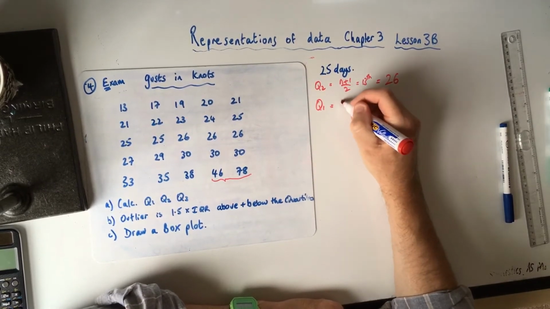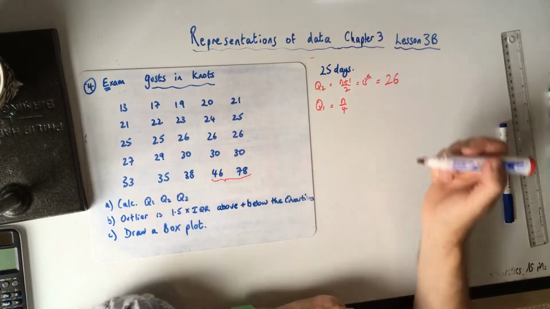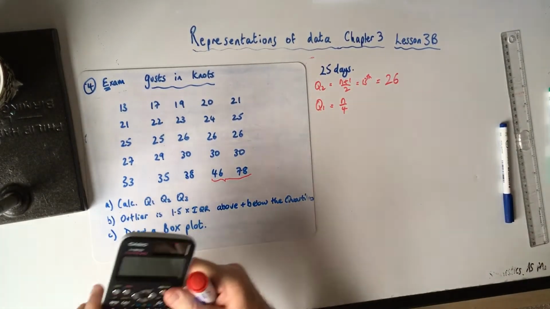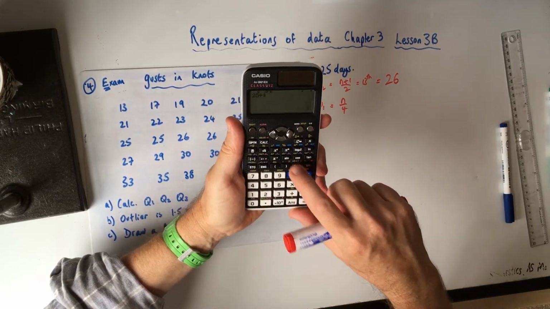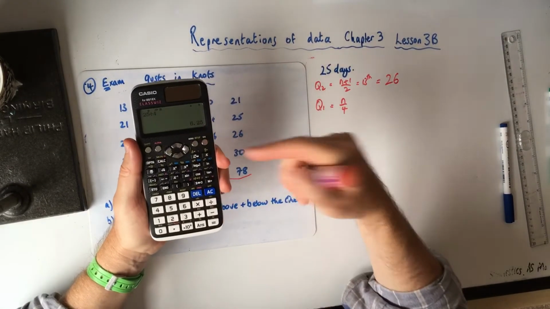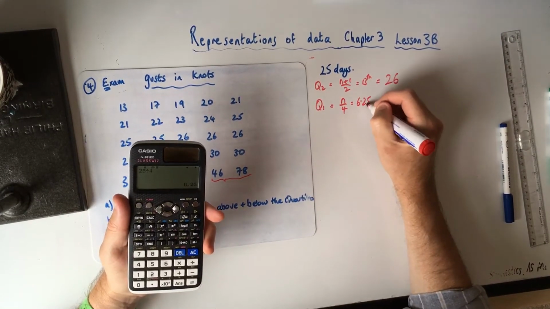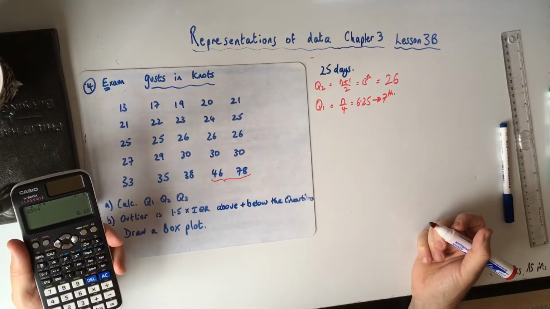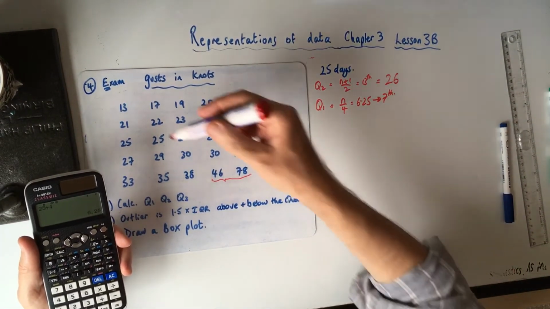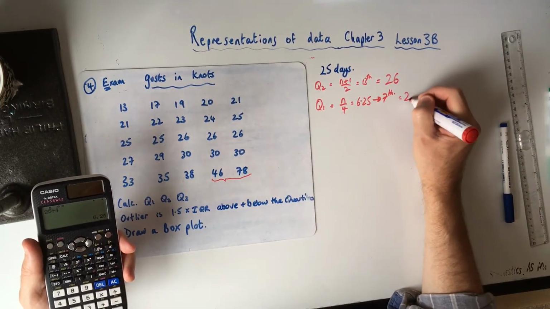Q1, remember what we do, we go n divided by 4 first of all. So 25 divided by 4 is equal to 6.25, and if you get a decimal you round up, so we round up to the 7th bit of data. Okay, that's the rule for discrete data. So 1, 2, 3, 4, 5, 6, 7 is 22.